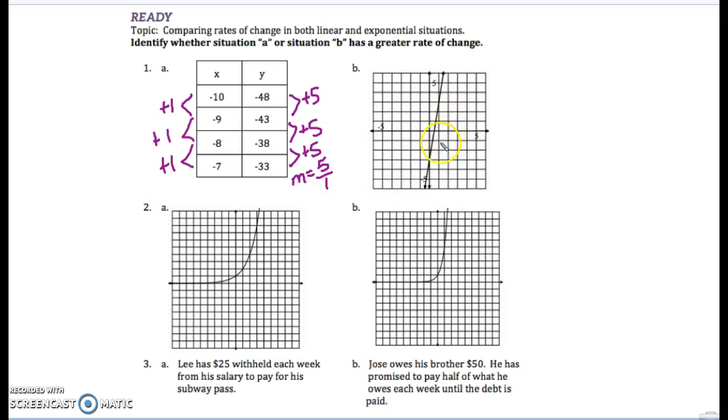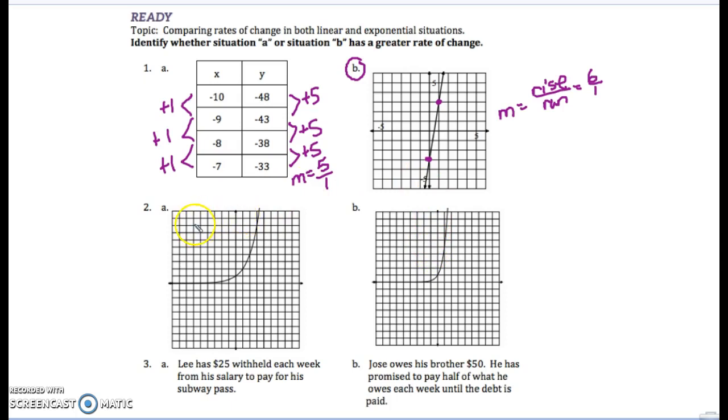The hardest part for the graphs is finding your perfect points. See how this point right down here just looks like it's crossing perfectly. Here is a perfect point, and here is a perfect point. So if we find our slope on this graph, we're finding our rise over our run, which we've talked about several times, and it's going up 1, 2, 3, 4, 5, 6 over 1. So that means our graph actually has a greater rate of change.